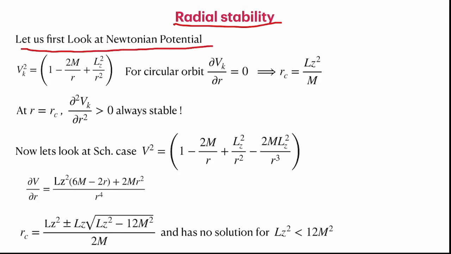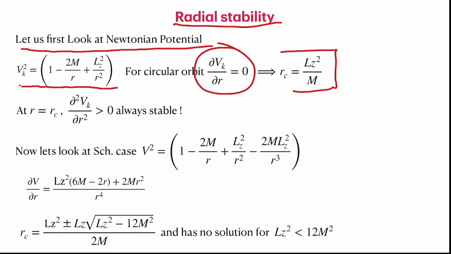Let's do a more careful analysis of the radial stability of a particle motion in the Schwarzschild geometry. Let's first look at the Newtonian potential. What we have is V_k squared, which I have added 1 to here. That's not going to change anything. 1 minus 2m by r plus Lz squared by r squared. For circular orbit, we need the condition that the first derivative of the potential with respect to r is 0, and then we immediately get the condition that Rc, the location at which circular orbit exists, would be Lz squared by m. Now, once you put back this Lz in terms of m and r, you can get the exact location in terms of m and Lz.